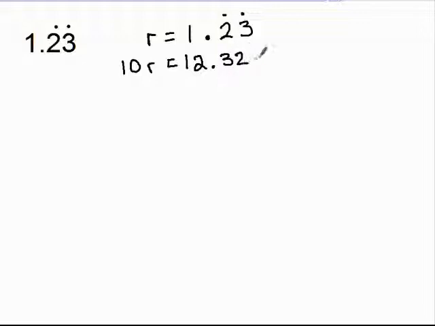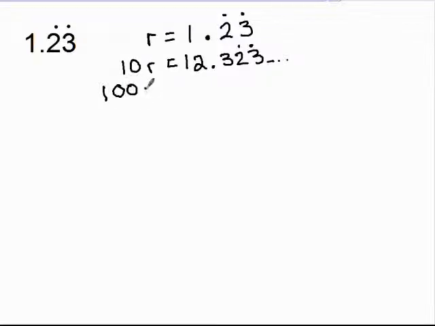One final example. You could try pausing here and having a go, or just follow through the final example. This time we've got a 1 at the beginning. The 1 never repeats, but the 2 and the 3 do. Recurring decimal is written as 1.23, with the 2 and the 3 recurring. Try 10r. Does that help? 12.323, etc. So far hasn't helped.